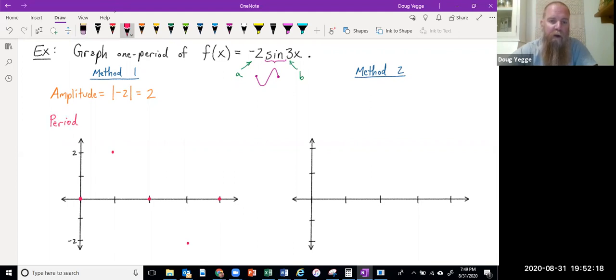recognizing that that quantity of 3 is saying that if I take the original period of 2 pi, which is the standard period for sine of x, this value of 3 means that I'm going to be able to fit 3 cycles from 0 to 2 pi. So what b really represents here is the number of cycles from 0 to 2 pi.